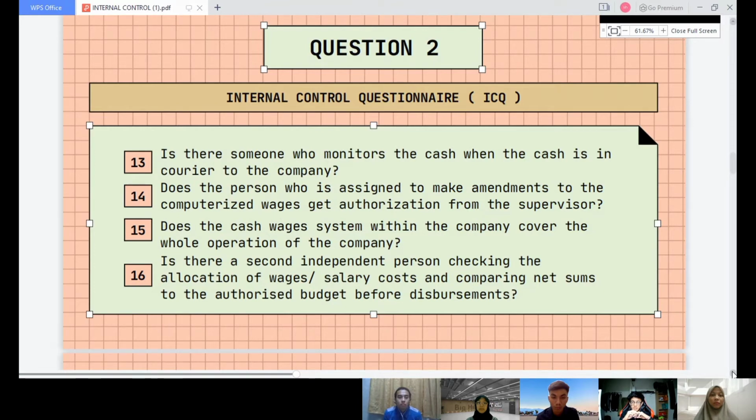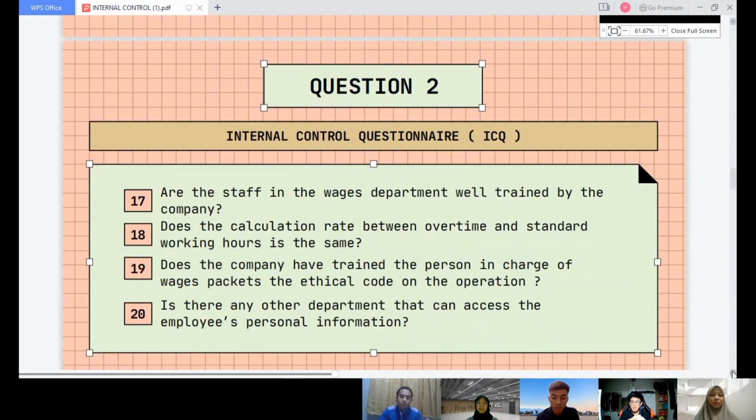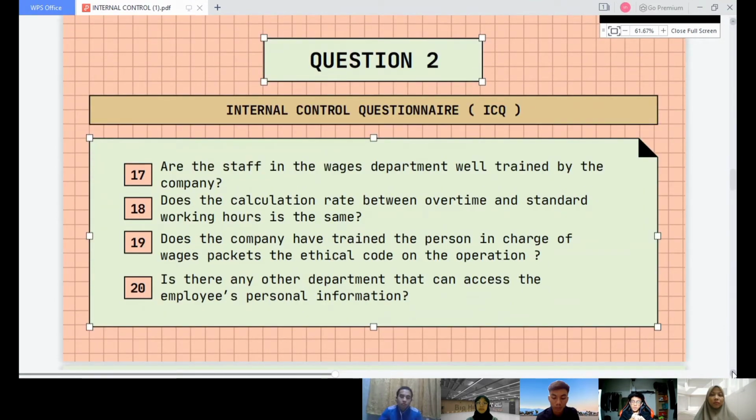And then 15, does the cash wages system within the company cover the whole operation in the company? And then 16, is there a second independent person checking the allocation of wages, salaries, and costs, and comparing net sums to the authorized budget before disbursement? And then 17, are the staff in the wage department well trained by the company? And then 18, is the calculation rate between overtime and standard working hours the same?